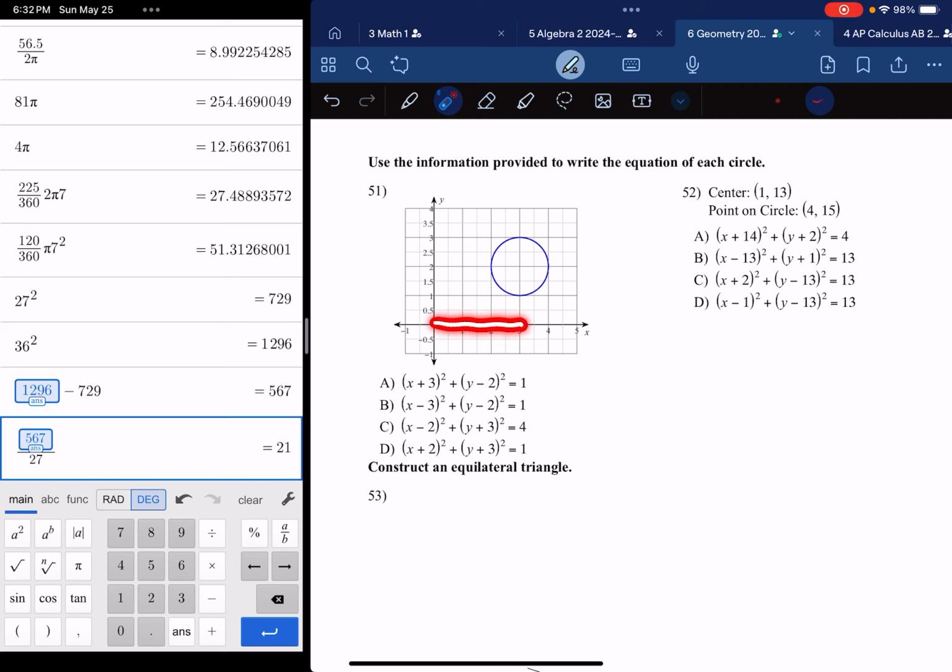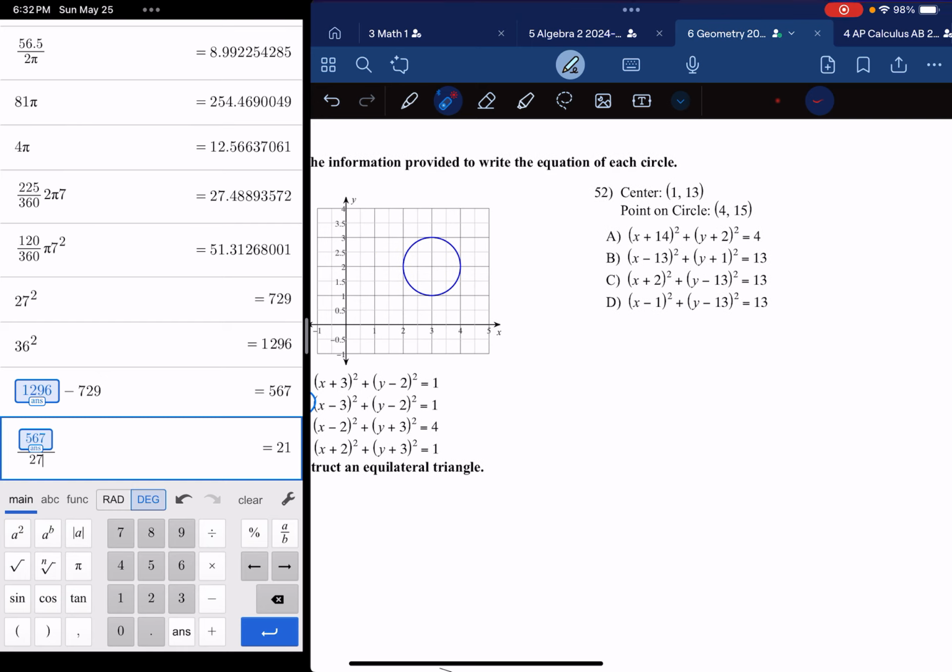Number 51, kind of going backwards, right? So I'm going to go right 3, therefore my x should be minus 3. You do the opposite. Oh, x minus 3 means the correct answer is going to be B. And I'm going to go up 2, minus 2, and my radius, I go out this distance, which you can see from 1 to 2 means that the radius is 1. 1 squared is still 1.